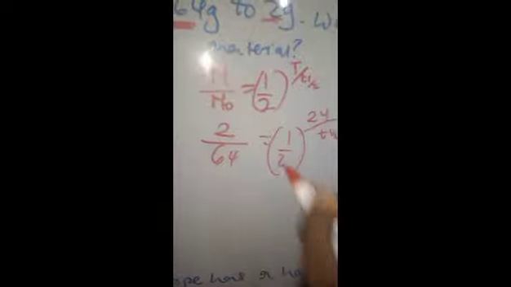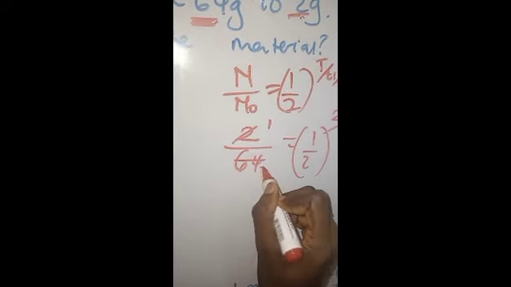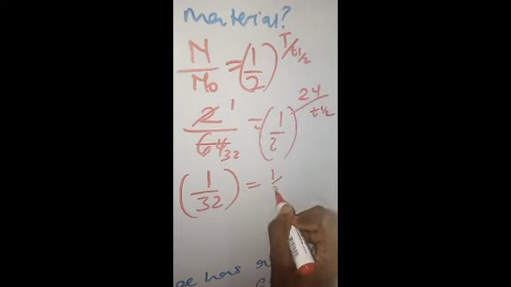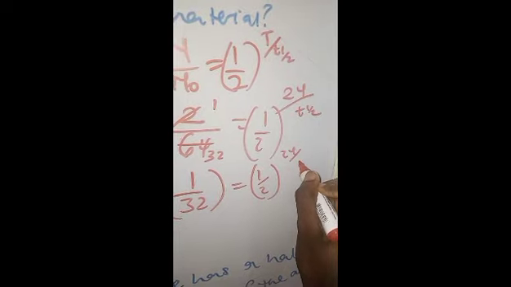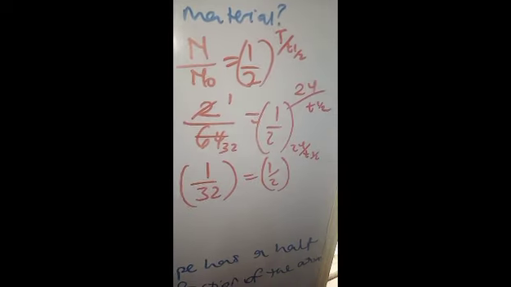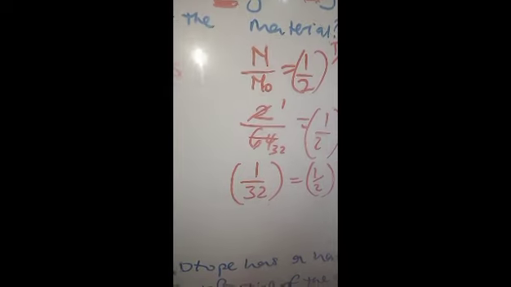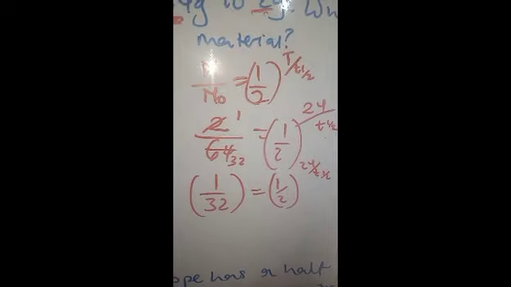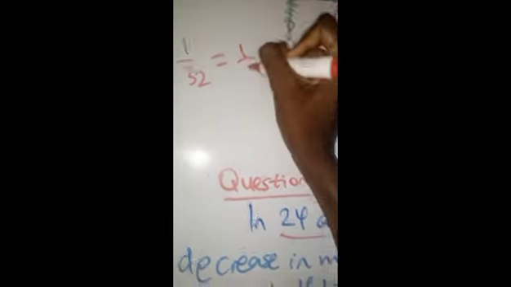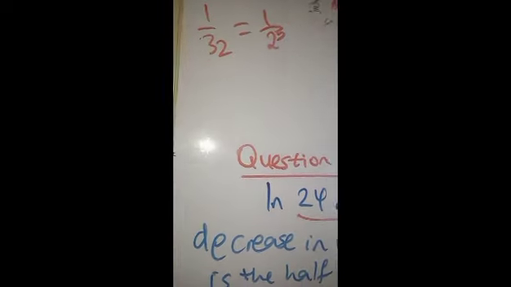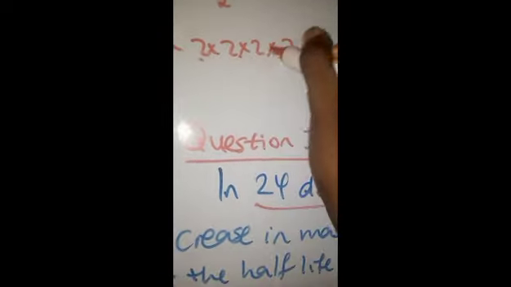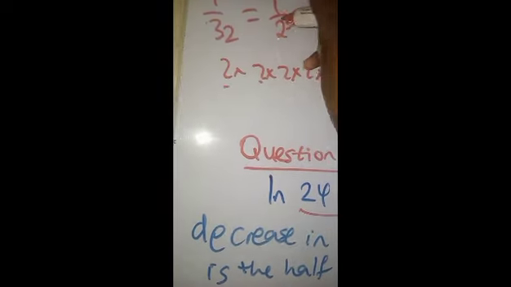So just solve accordingly. 2 into 64 is 32. So you have 1 over 32 is equal to 1 over 2 raised to the power 24 over T half. This is just the law of indices. 1 over 32 is the same thing as 1 over 2 raised to the power 5. Do you believe? 32 is 2 times 2 times 2 times 2 times 2, which is 2 raised to the power 5.